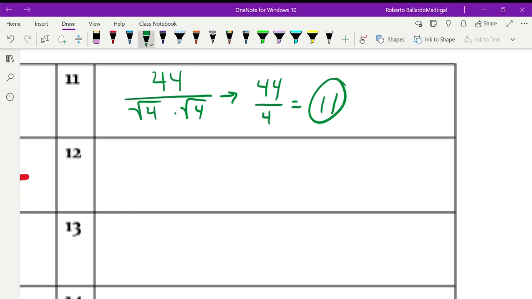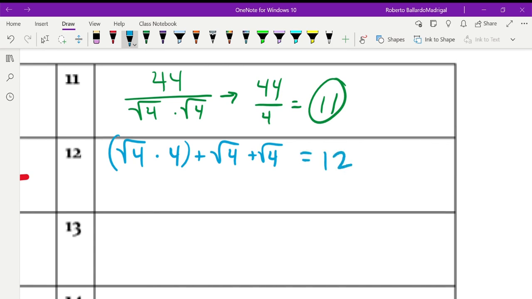Let's see. Sammy's group just went. Jordan's group. You guys have one for 12? See this? Yeah. Let's see. That's 2 times 4, which is 8. 8 plus 2 is 10. 10 plus 2 is 12. Excellent. Good job.